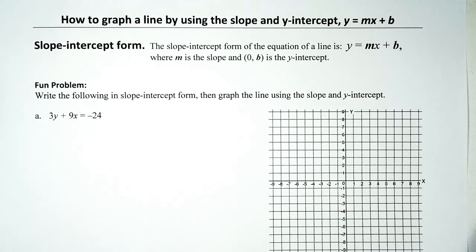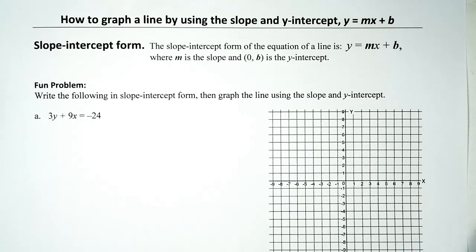Hi guys, today we are going to be introducing our third and final way to graph a line. So we had talked about how to graph a line by finding ordered pair solutions, or an XY table. We had talked about how to graph a line by using the X and Y intercept, and today we're going to talk about my favorite way to graph a line, which is by using the slope and y-intercept.